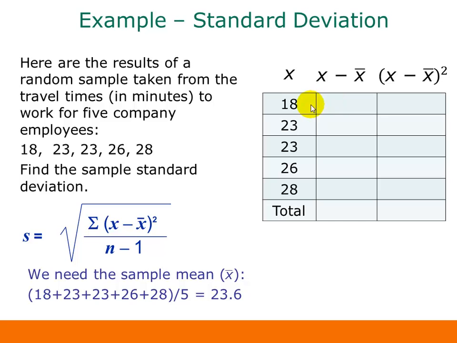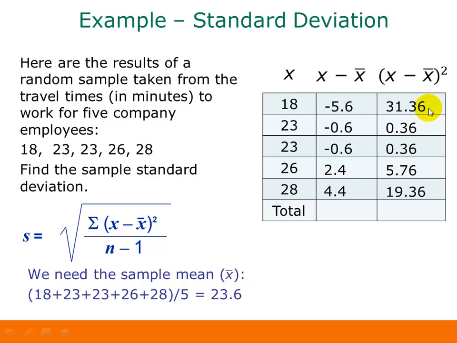The next thing we do is for each data value we take that value and subtract our sample mean of 23.6. So if we take 18 and subtract 23.6 we get negative 5.6. And then we do the same for the rest of these. So here are our results. And notice here that the farther the value was away from the sample mean, the bigger value we get in our table here, whether it's negative or positive. Now we take each of those values and square it.